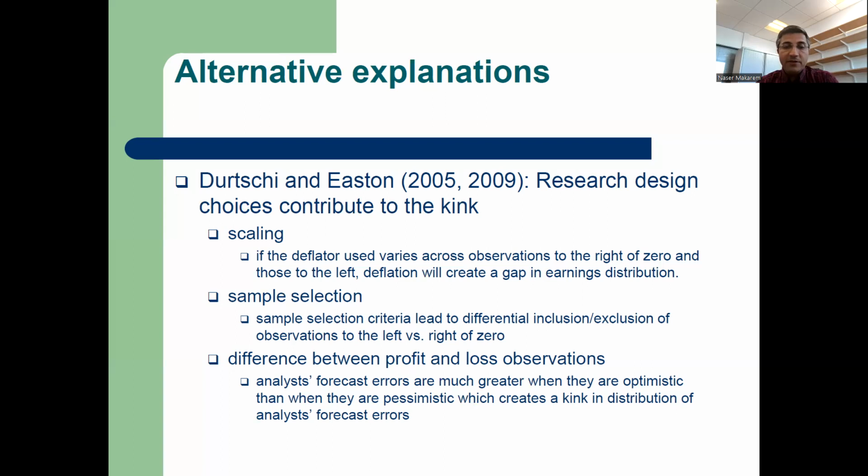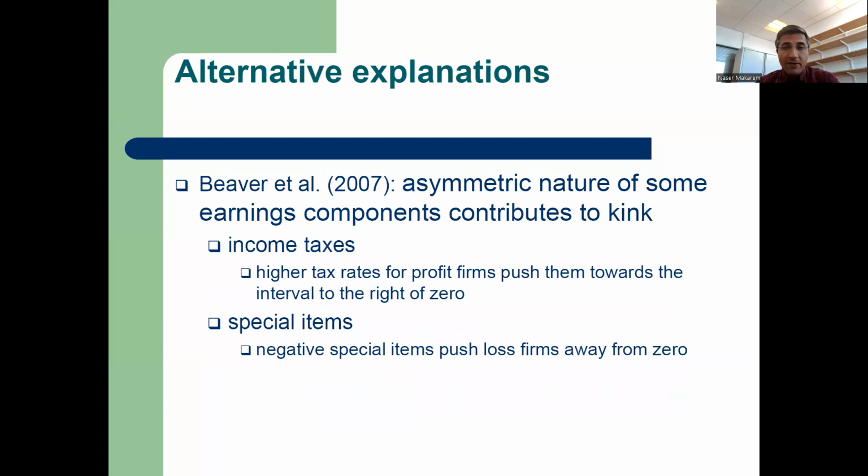And also they showed that the difference between profit and loss observations can contribute to the kink. They particularly showed that analysts' forecast errors are much greater when they are optimistic than when they are pessimistic, which contributes to the kink around analyst forecast errors. Also, Beaver et al. 2007 showed that the asymmetric nature of some earnings components contributes to the kink. They particularly showed that higher tax rates for profit firms push them towards the interval to the right of zero, and negative special items push loss firms away from zero. And when you consider the combination of these two effects, that will create a kink in the distribution of earnings.